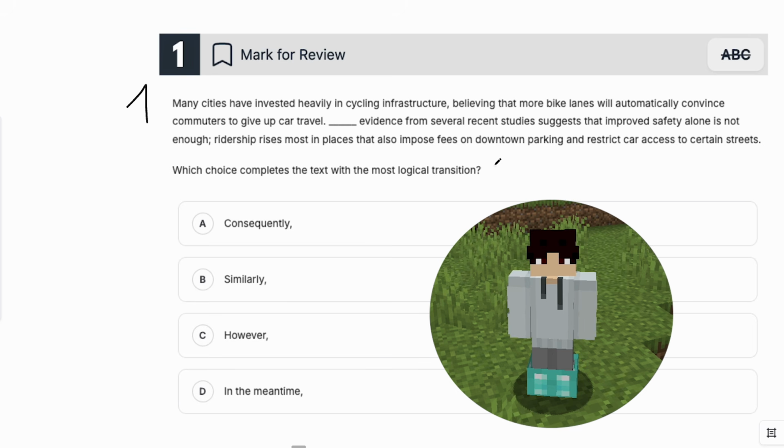Step 2 is make a prediction, just like before. This time you don't have to make a crazy prediction, all you have to predict is one word or a couple of words. I predict that it's going to be a choice like however, because the second sentence is clearly contradicting what was said in the first sentence.